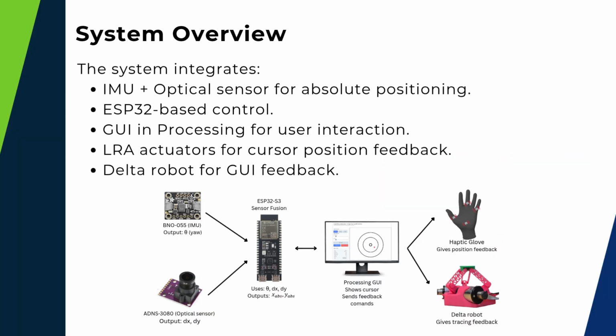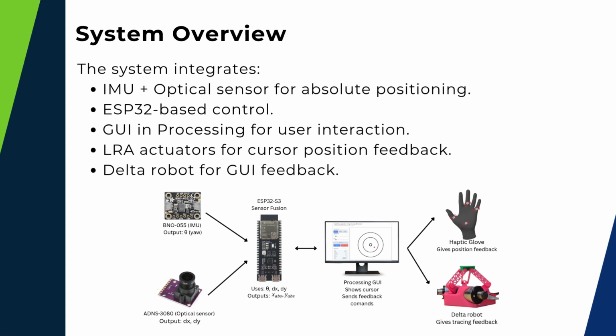So, what's new in this version? For this version of the system, we implemented a new absolute positioning method by fusing data from an optical sensor and an IMU. We also migrated the system from STM32 to ESP32, mainly because ESP32 offers better versatility and a larger developer community, making it easier to integrate new features. This new feature connects directly with an existing GUI developed in Processing.